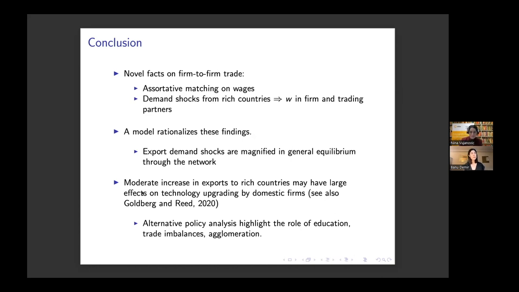This is, I think, true mostly outside manufacturing. Manufacturing is traded, so they don't have to locate very close by. We are not taking the geography seriously in the model because there are already so many moving parts in the model.